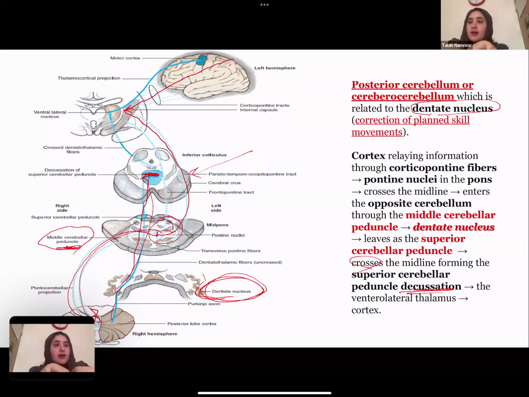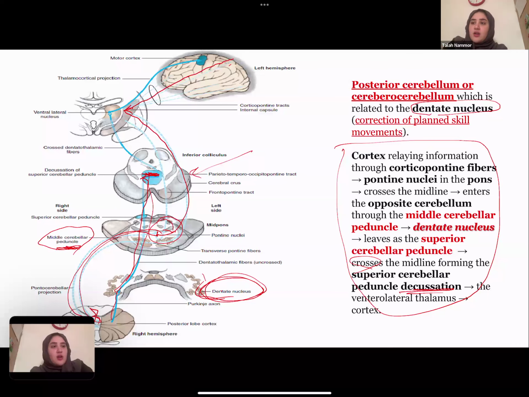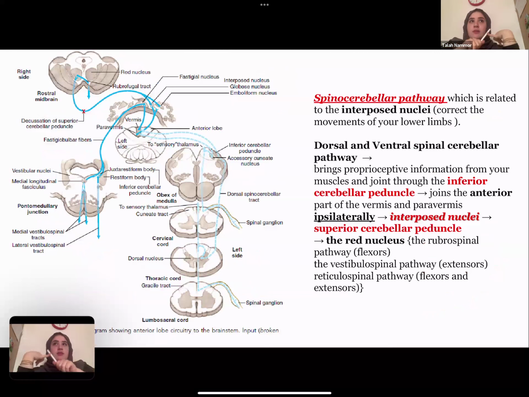This is something I wrote myself from your notes. It's everything Dr. Yaqeen explained, but I made it in an easier way for you to memorize. Moving on, we're done with the cerebrocerebellum. Next we have the spinocerebellum. The name tells you it comes from the spinal cord.